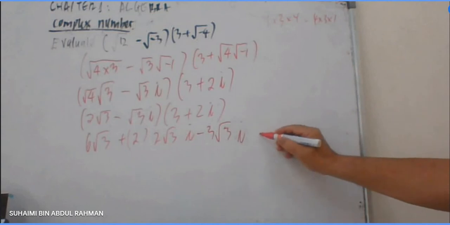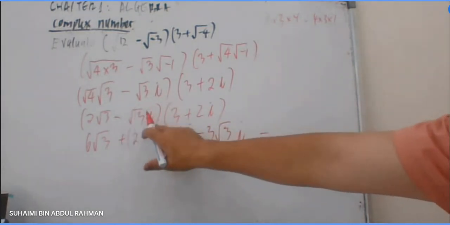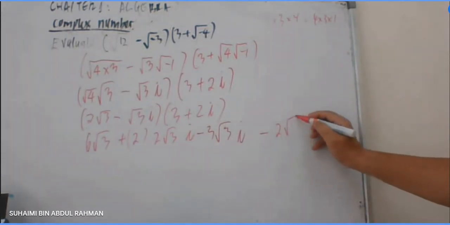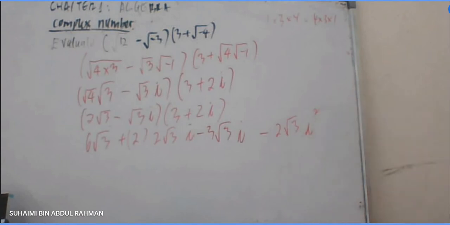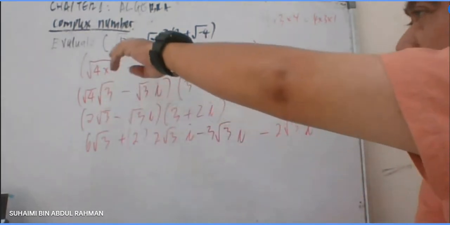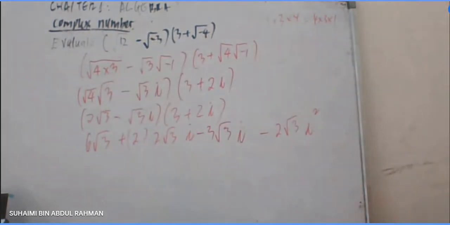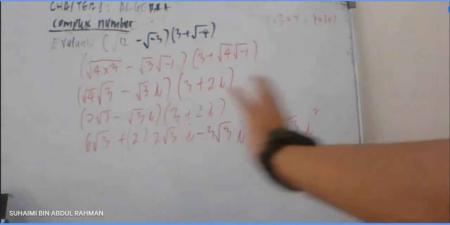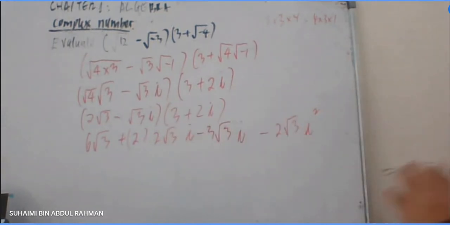Then the last one is square root of 3i multiplied by 2i. So we have 2 square root of 3i square. As you can see, the reason why I changed square root of 12 to square root of 4 times 3 is because we want square root of 3, and later we're going to see square root of 3 and square root of 3. So we only have square root of 3.